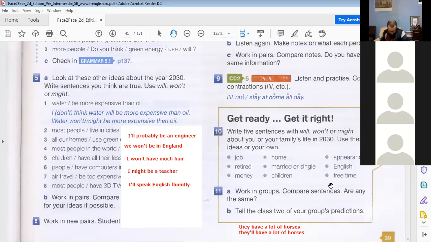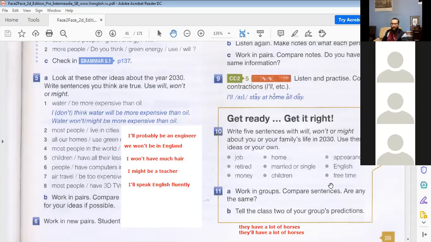What about the time? Should we use 2030, or can we use any time? Any time, but it needs to be a little far away in the future. It's not in the near future. Yes, I got it.